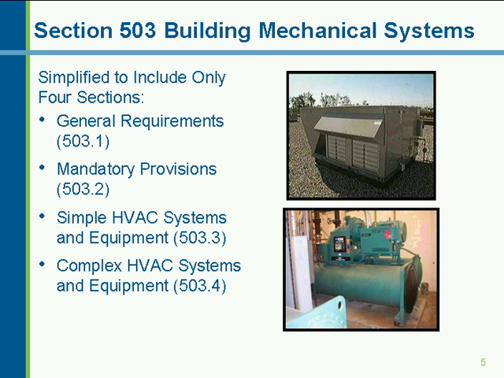Section 503 is the section of the IECC that has the requirements for building mechanical systems. That has been simplified in the 2009 version into 4 sections. There are general requirements, section 503.1; mandatory provisions that apply regardless of the system type that you have, 503.2; requirements that solely apply to simple systems, 503.3; and requirements for complex HVAC systems, 503.4.